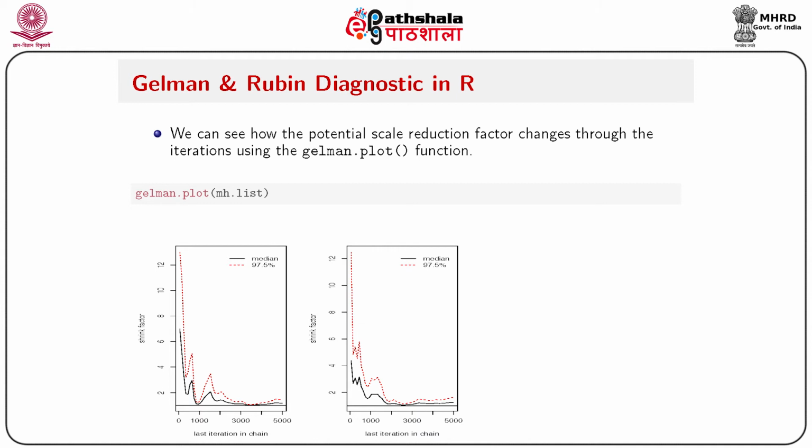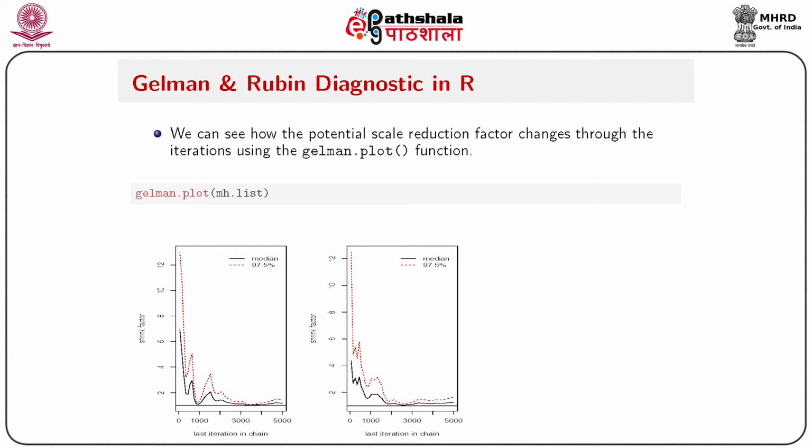We can see how the potential scale reduction factor changes through iteration using a Gelman plot. We can change the number of iterations and see how the potential scale reduction factor is behaving. For that you can use gelman.plot, and the image list object has to be passed through gelman.plot. You will get two plots, because we have generated a bivariate function with two variables. One is the median, the other is the 97.5%, that is, the upper confidence limit. So the dotted line is the upper confidence limit, and the dark line is the median.